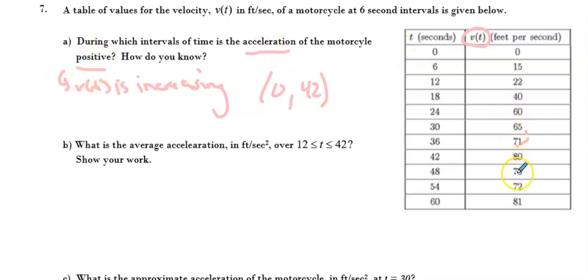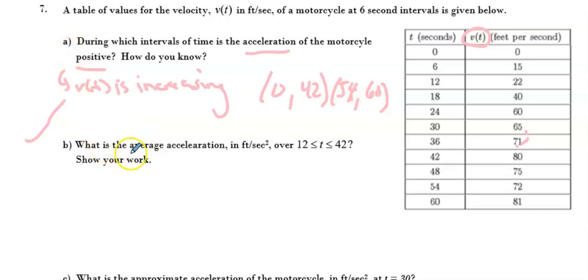And then it goes to 75, 72, and then from 72 back to 81, we're also increasing. So it's 54 to 60. So my velocity is increasing, and where velocity is increasing, that means my acceleration is positive, because when I'm increasing, that means the slope is always going to be positive. So that's how you answer part A.